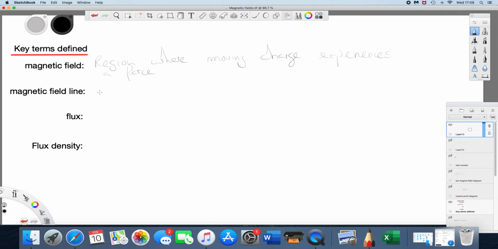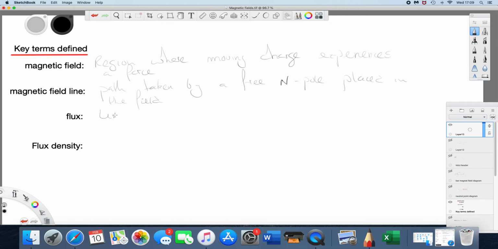A magnetic field line, well, this was the path taken by mass placed in a gravitational field, the path taken by positive charge placed in an electric field, and this would be the path taken by a free north pole placed in the field. Now, there's no such thing as a free north pole, so this is a thought exercise.